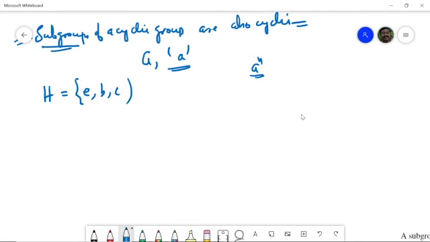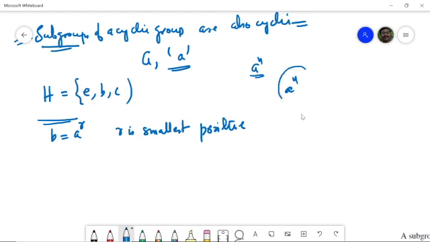So how do you show that? Let B be the element in H which has the smallest power of A. Let B be an element of H with the property that B is equal to A raised to R, where R is the smallest positive integer with that property. We can always take it like that because H is a subgroup and G is cyclic. Therefore every element of G will be a power of A, so all the elements of H also will be a power of A. Out of this, you take the smallest power.